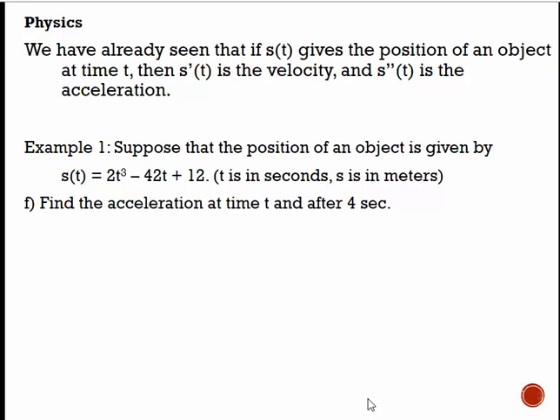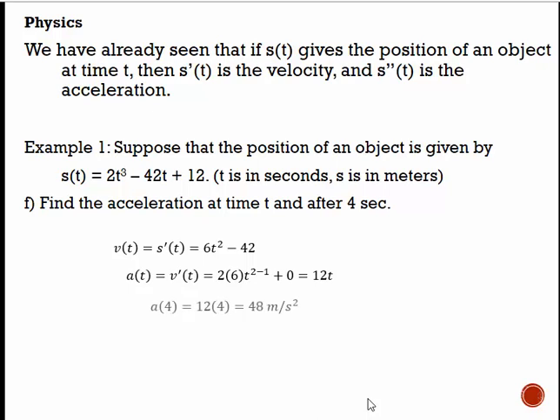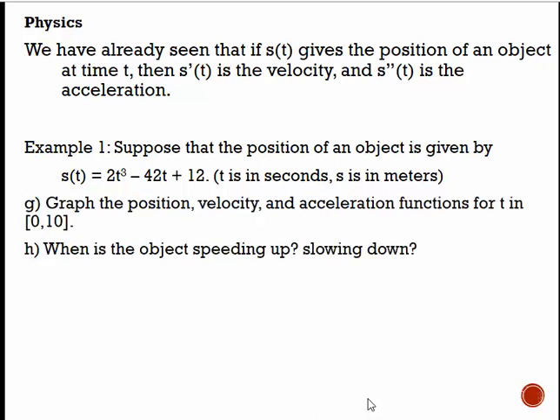Find the acceleration at time t and after 4 seconds. That would be the second derivative. So we could take velocity and take the derivative of that. Again, apply the power rule. You're going to get 12t plus 0. Plug in 4, we get 48, and the units there would be meters per second squared, because on top you have the change in velocity, which is meters per second, and our input variable is seconds. So we get meters per second per second, which is meters per second squared, are the units on acceleration.